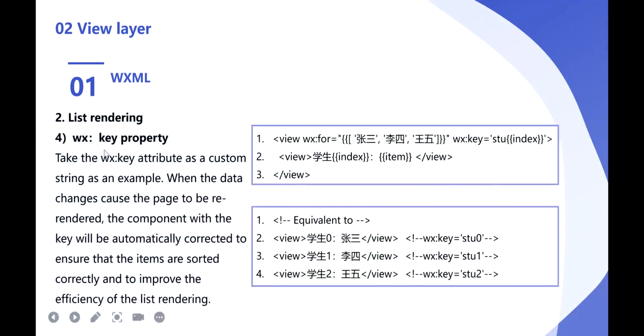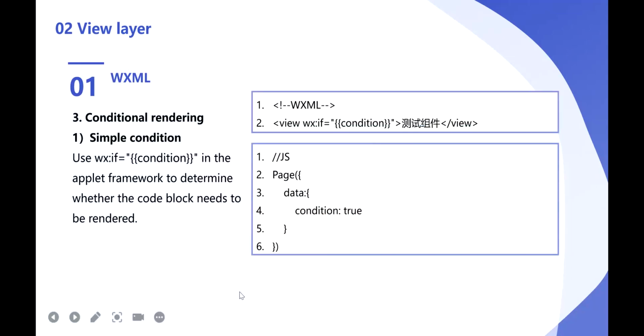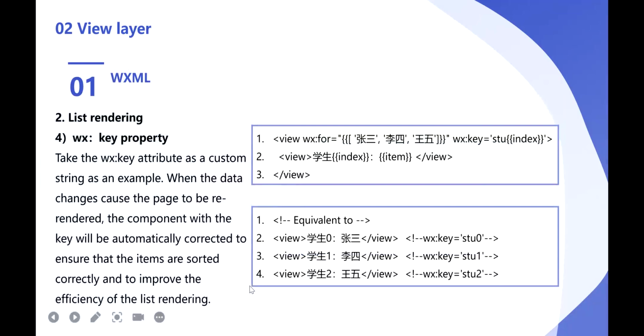So you see, take the wx:key attribute as a custom string as an example. When the data change causes the page to be re-rendered, the component with the key will be automatically corrected to ensure that the items are sorted correctly and to improve the efficiency of list rendering. Here is for the key property.